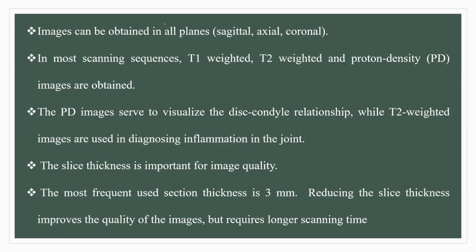So the images are obtained in all three planes: sagittal, axial, and coronal planes. In most scanning sequences, T1 weighted, T2 weighted, and PD images are obtained. The proton density PD images serve to visualize the disk condylar relationship. So you can just remember this point. The disk condylar relationship can be seen with PD imaging, while T2 weighted images are used to diagnose the inflammation in the joint.